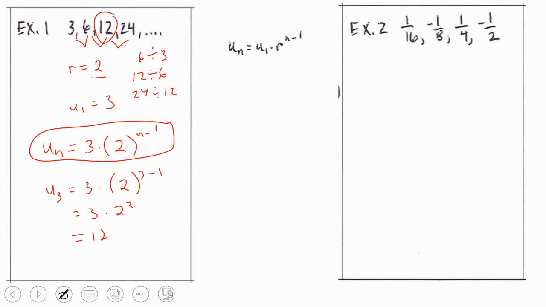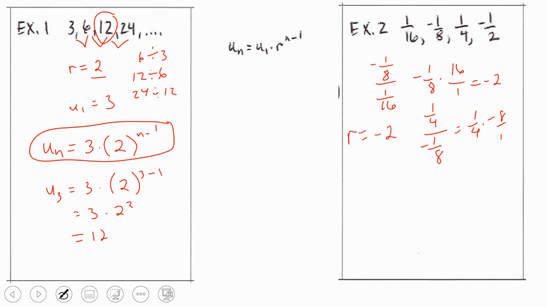On the second one, I have some fractions. This is where you might need to know what's happening here. So I'm going to take negative 1/8 divided by 1/16, which is the same as negative 1/8 times 16 over 1. That's negative 2. I could also take the next term, 1/4 divided by negative 1/8, which is the same as 1/4 times negative 8. So you get the same thing. So in this case, r is negative 2.